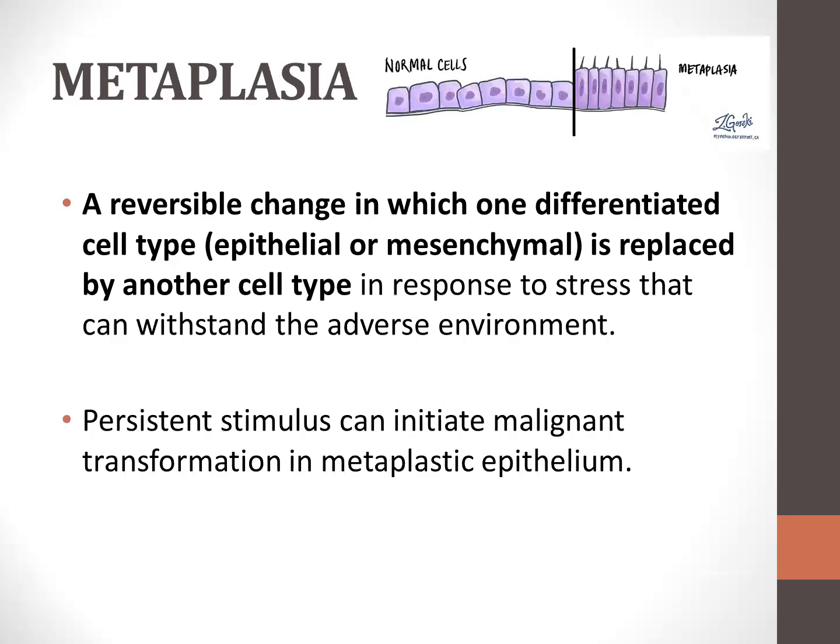Metaplasia is another form of cell adaptation. It is a reversible change in which one differentiated cell type, it can be an epithelium or mesenchyme, is replaced by another cell type in response to stress. And this metaplasia occurs so that the new epithelium or the new mesenchyme can withstand the adverse environment more efficiently. Metaplasia can also increase the risk of cancer or malignancy.